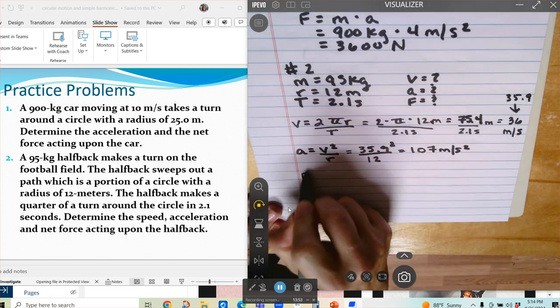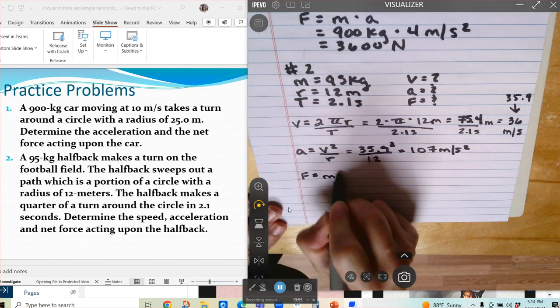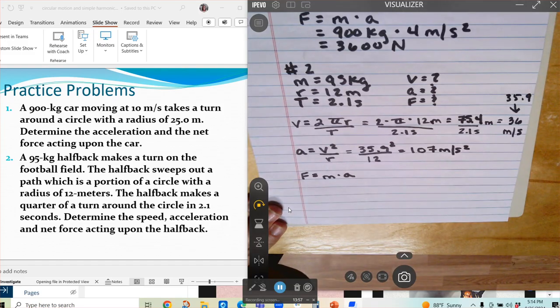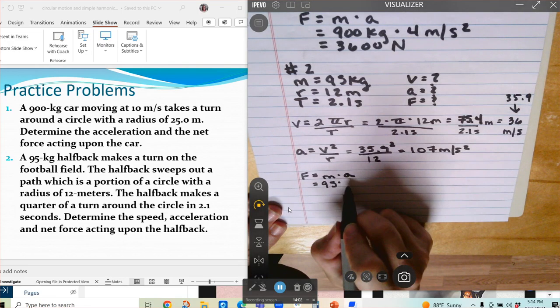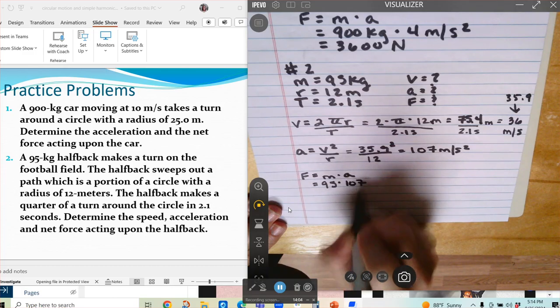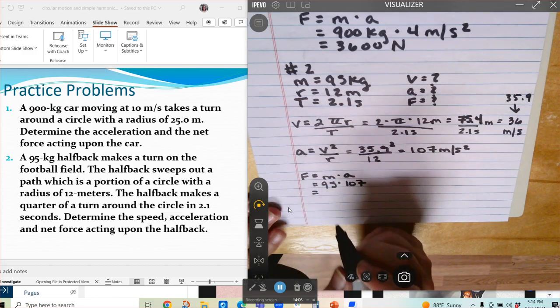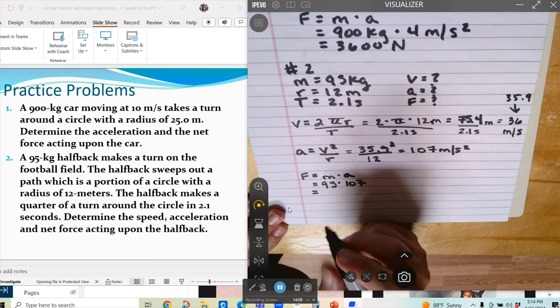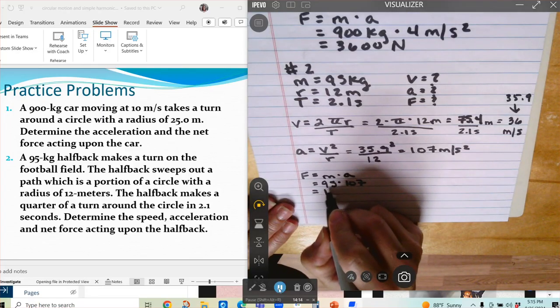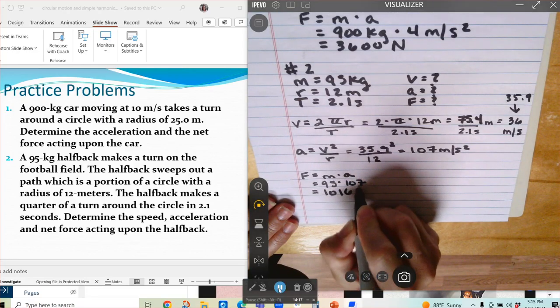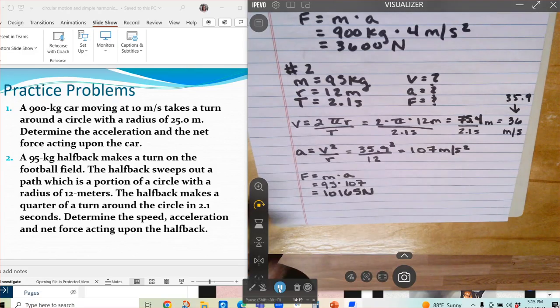Okay, so what is my force? My force is just mass times acceleration. So that is 95 times 107. And that's going to give me approximately 10165 newtons. Okay, so that's my force.